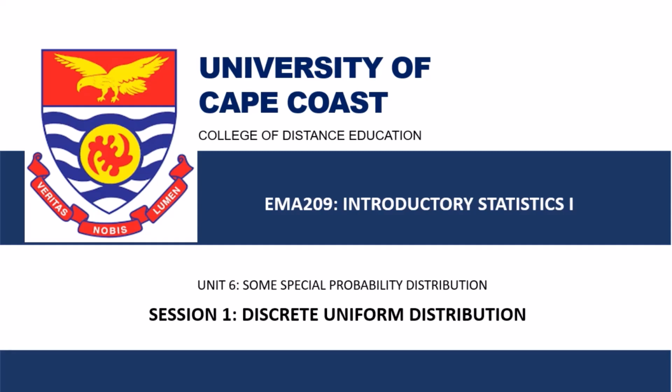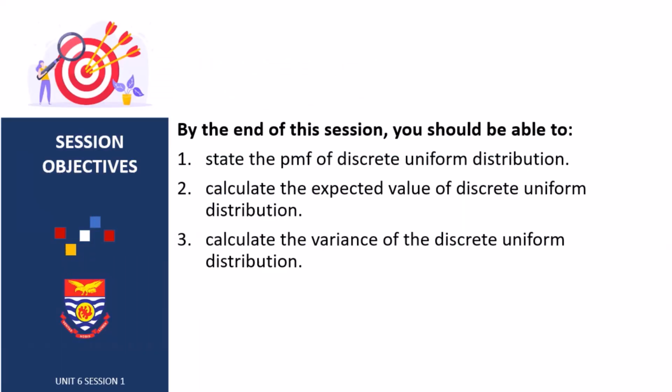We are now on the final unit, Unit 6, which is Special Probability Distributions. In Unit 6, you're going to begin with Section 1, Discrete Uniform Distribution. At the end of this session, you should be able to state the PMF, probability mass function, of a discrete uniform distribution, and calculate its expected value and also the variance.